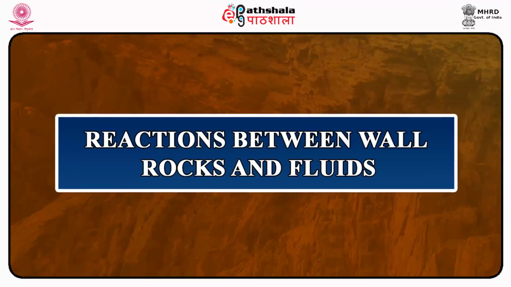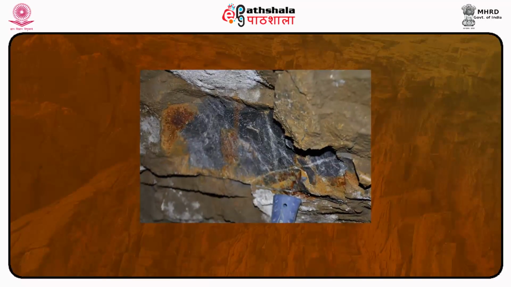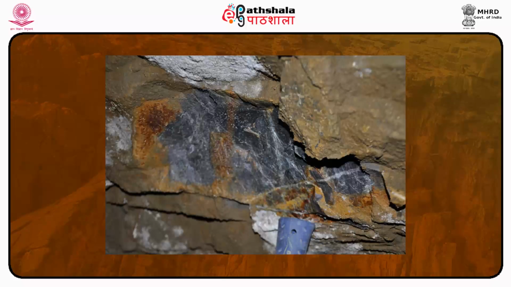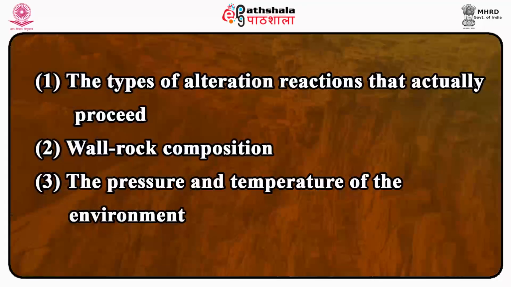Next, reaction between wall rocks and fluids. During the wall rock alteration process, chemical gradients are most important, whereas temperature gradients are probably normally of secondary importance and pressure gradients are rarely significant. If it is accepted that chemical and thermal gradients are the principal determinants of the type and extent of wall rock alteration, and that hydrothermal fluids are at least fundamentally similar, then the particular altered wall rock mineral assemblage, that is the reaction products, must be largely governed by: number 1, the types of alteration reactions that actually proceed; number 2, wall rock composition; number 3, the pressure and temperature of the environment.